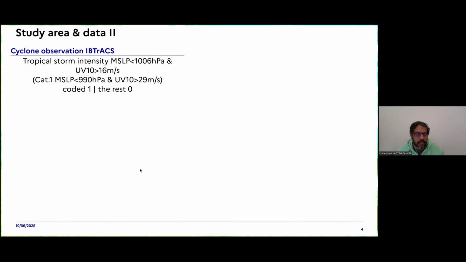First, from my observations, I filtered them given two thresholds of mean sea level pressure and wind. These are based on the way to categorize cyclones. The threshold for pressure is 1,006 hectopascal, and for the wind it is about 16 meters per second. Within my database, every time step and every point where these two thresholds are met, I coded 1, and the rest is coded 0.